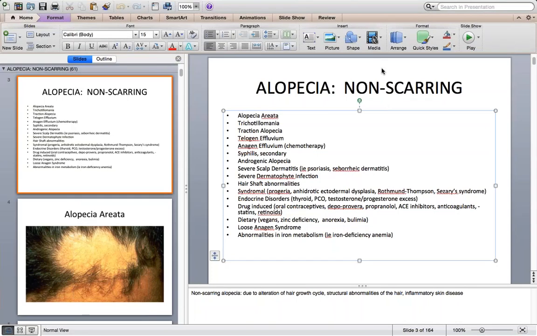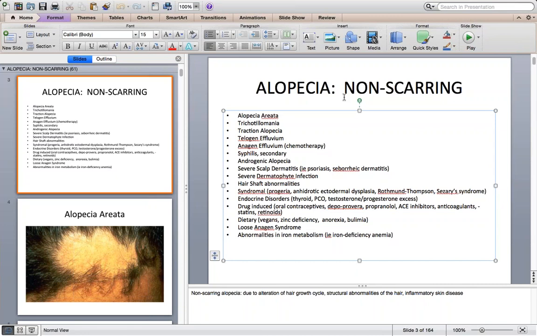Okay, hello. Today is a new lecture, and we're going to talk about alopecias. So, there are two types of alopecias. One is called non-scarring alopecias, and the other large group is called scarring alopecias. And that's the first important thing to look at.